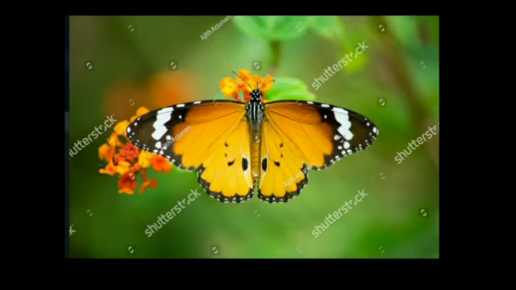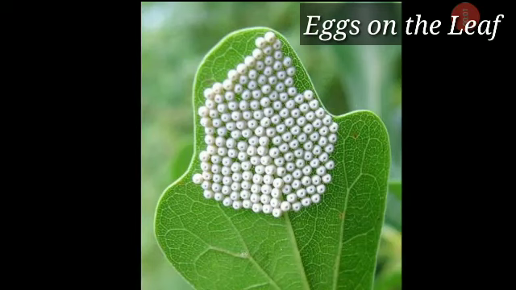As you know students, as butterflies grow, they pass through 4 stages. They are the egg, the larva, the pupa and the adult stage. The adult stage is called the butterfly. Now students, you can see this is a picture of a milkweed leaf. You know students what happens? The female plain tiger butterfly lays eggs on this milkweed leaf.